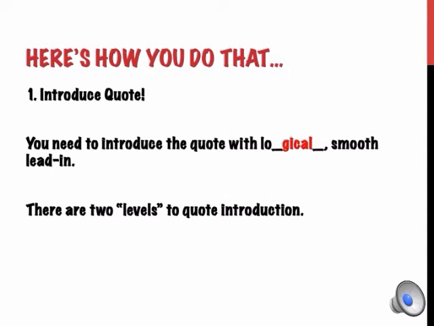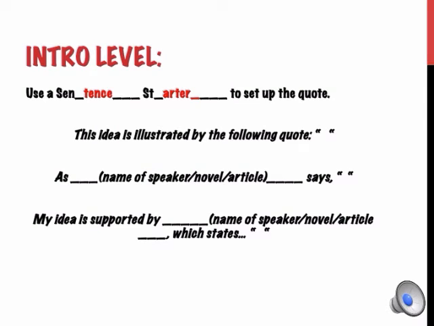There are 3 steps. The first step is to introduce your quote. You need to introduce the quote with a logical, smooth lead-in. There are 2 levels to quote introduction, meaning there's a slightly easier, more basic way, and then there's a higher, more expert level. So the intro level means that you're going to use a sentence starter to set up your quote. I've given you a couple of examples of sentence starters, and you can go ahead and just copy them if you feel that you need this intro level.